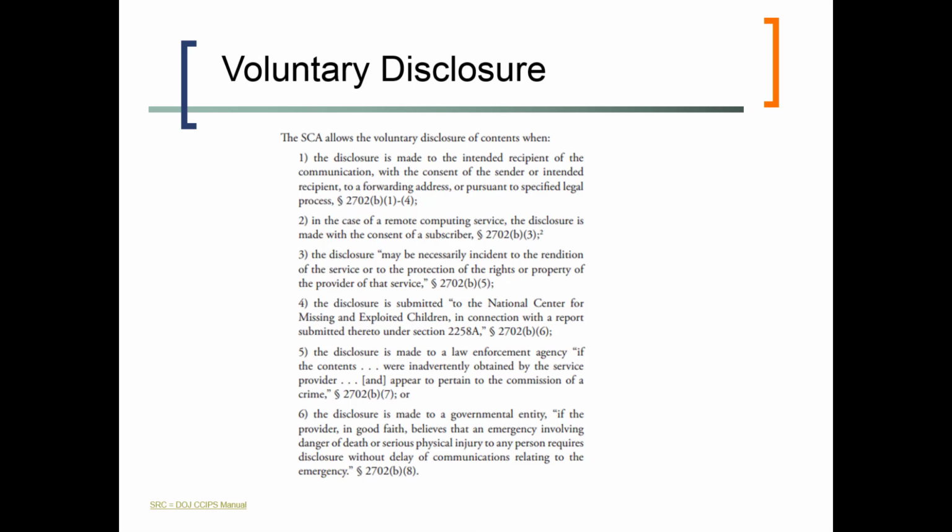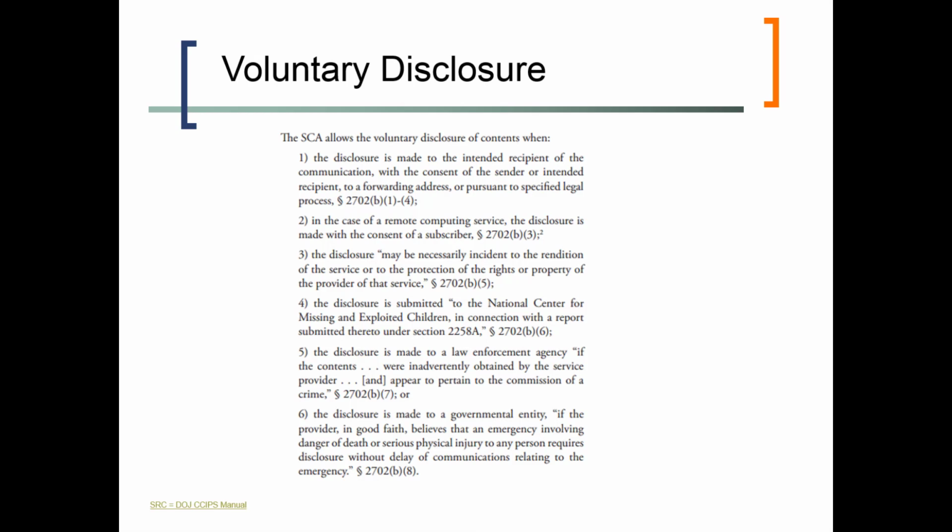So these first couple paragraphs are about consent. The third paragraph here talks about rendition of the service or protection of the property rights or property of the provider of that service. So if the service provider is being hacked itself and it's trying to investigate that hack, it might be able to disclose some of that information. The NCMEC, the National Center for Missing and Exploited Children, that's a kind of heightened level, and that kind of disclosure can be made voluntarily.